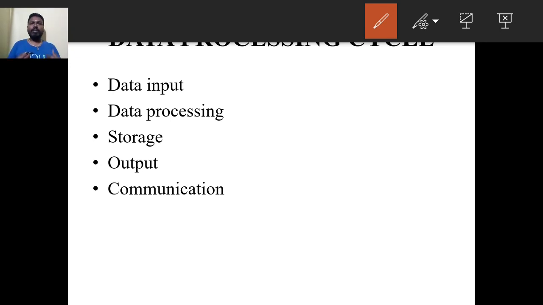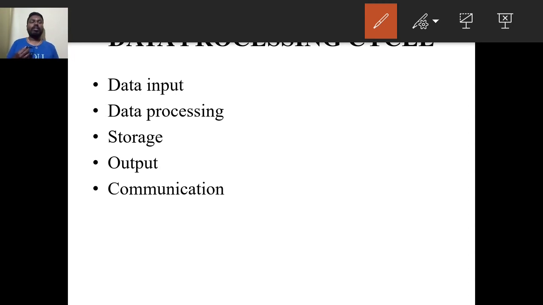Next, after receiving input, what will you do? You will process, which means you will calculate. What will you calculate? 2 plus 3. This action is called processing. This is the second stage. Third stage, storage. After doing the calculation, you got the result. What is the result? 2 plus 3 is 5. So the result you will store in your mind. This is called storage.